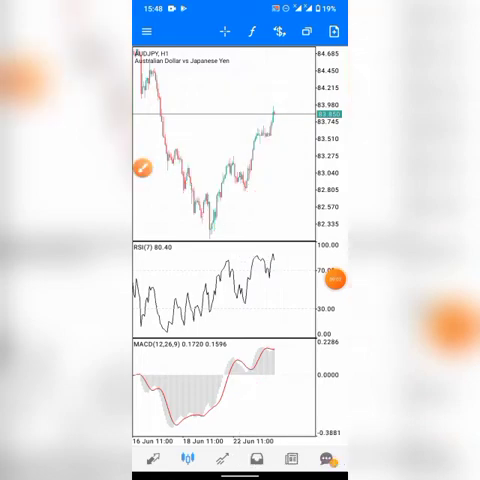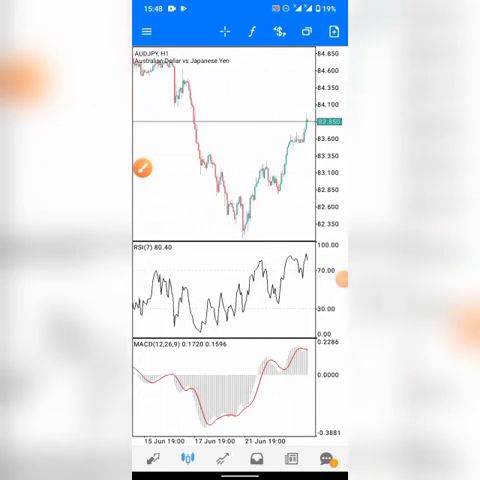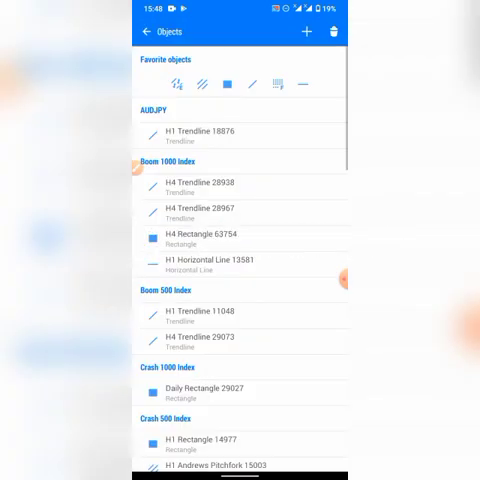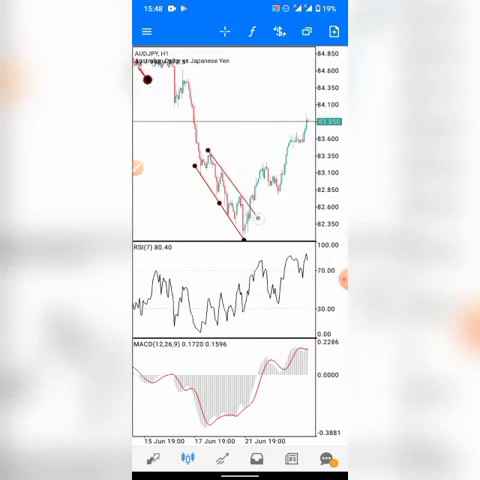Okay, so as you can see here, if we connect our trend line, you can see that the market is actually in a range right now in this market.